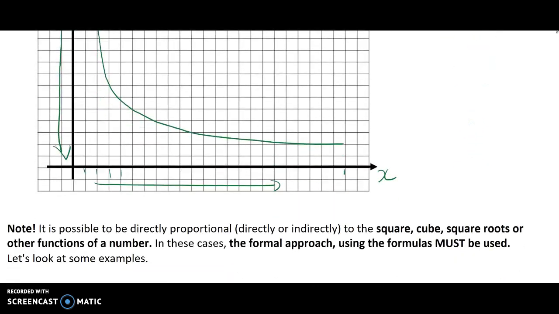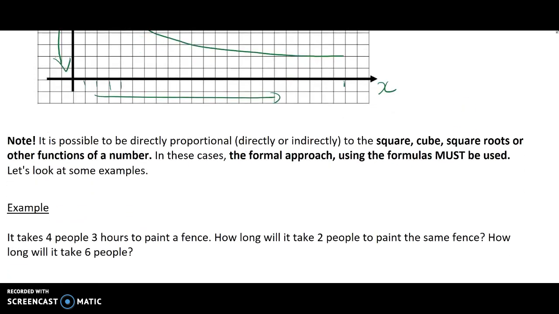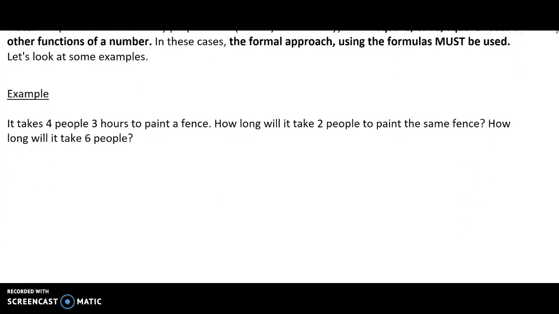Now take note that it's possible for both direct and inverse proportion that the function can be a square, a cube, a square root, etc. And we'll look at some examples to identify this. Just for now, let's look at an example for an inverse proportion. So let's look at the first example. It takes 4 people 3 hours to paint a fence. So if I write that down, time is equal to 3 hours, and people, say P, is equal to 4.